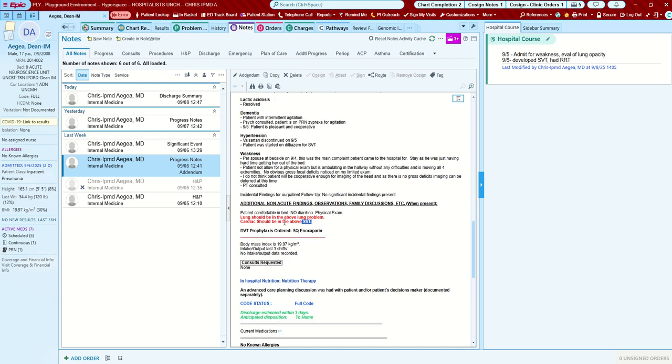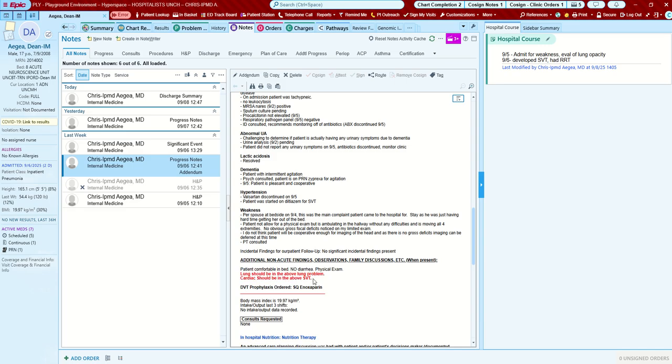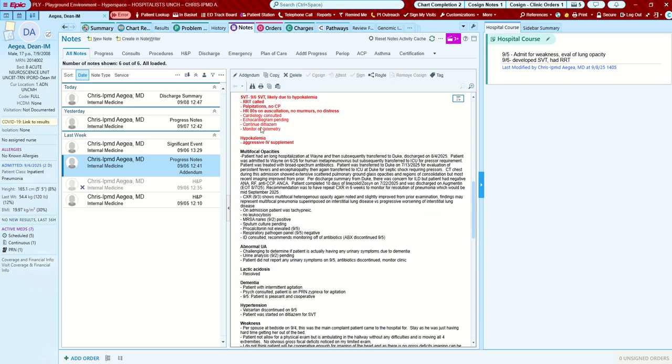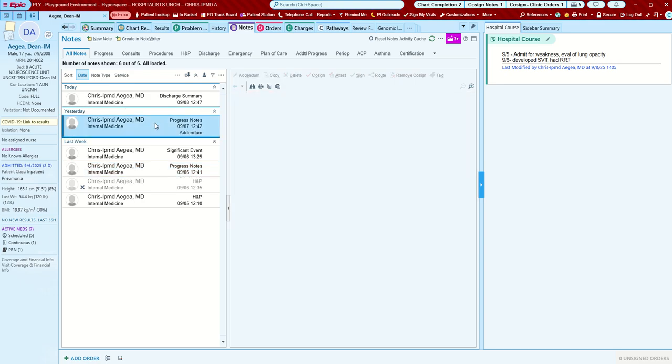I did want to point this out because some people do a physical exam and add additional non-acute findings. In this particular case, where SVT is a very acute problem, the cardiac exam should not be here. It should be under the problem. Because remember, the name of the game now is justifying your diagnosis. Okay, next day comes in.